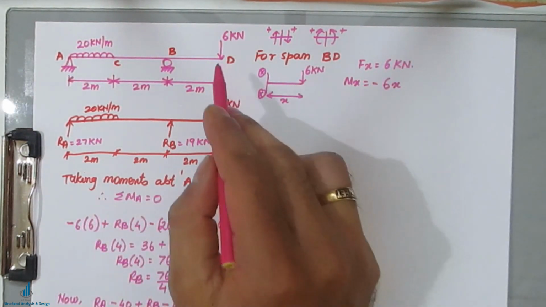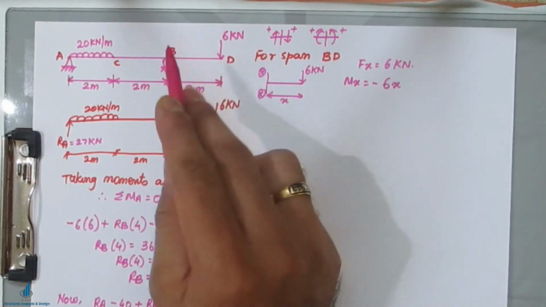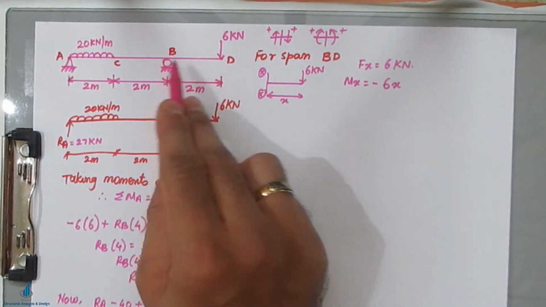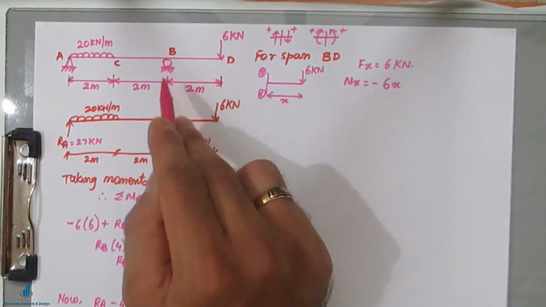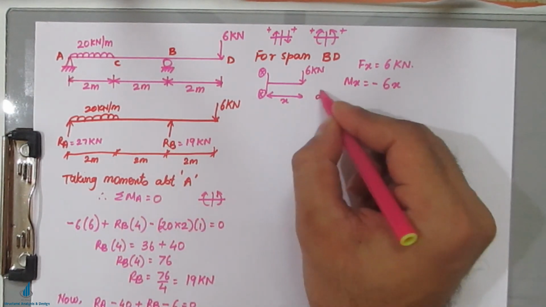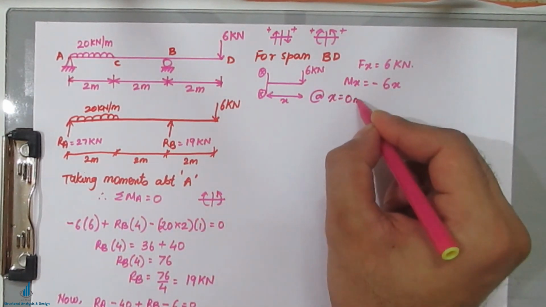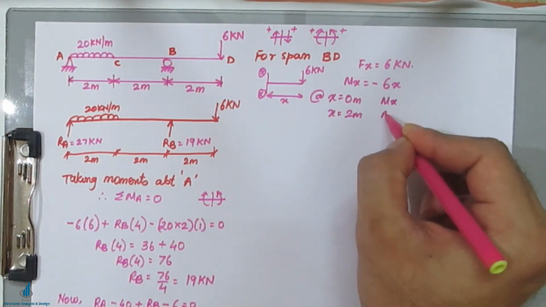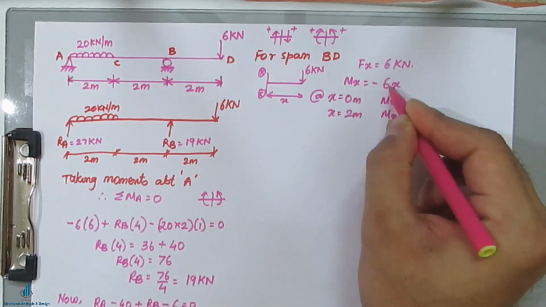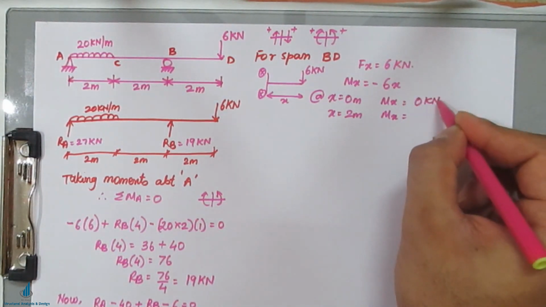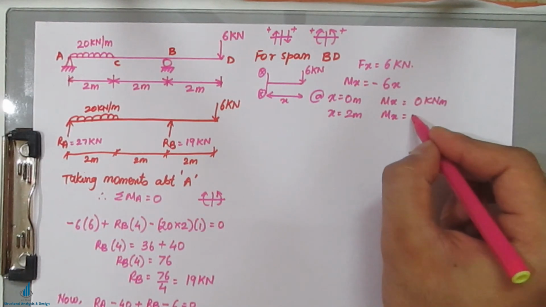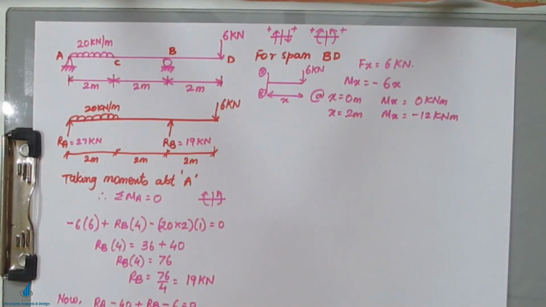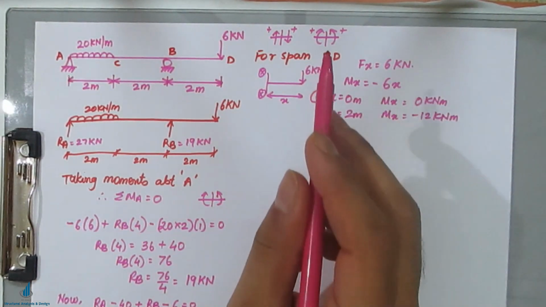So it will have two values, one at 0 meter and another at 2 meter, because this span is BD. For BD, the starting point is 0 and the end point is 2 meters. So at x equals 0 meters and x equals 2 meters, you have to calculate two moment values. So 6 into 0 is 0 kilonewton meter, and 6 into 2 is minus 12 kilonewton meter. So this is how you calculate the shear force and bending moment for span BD.